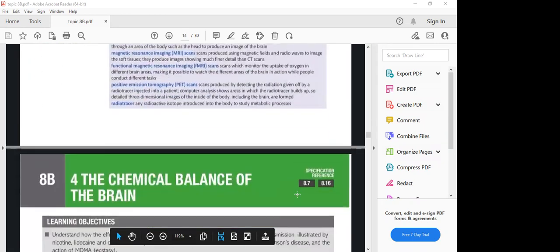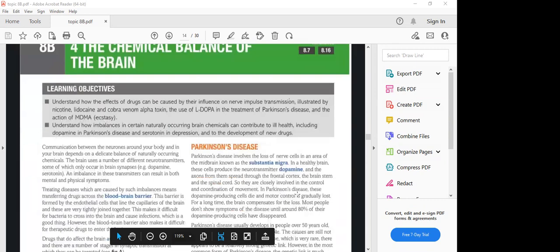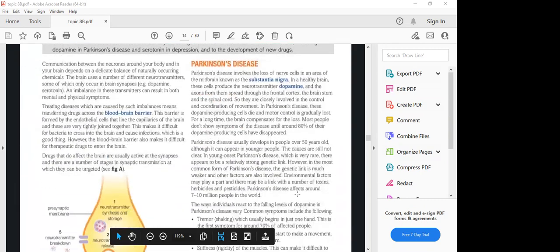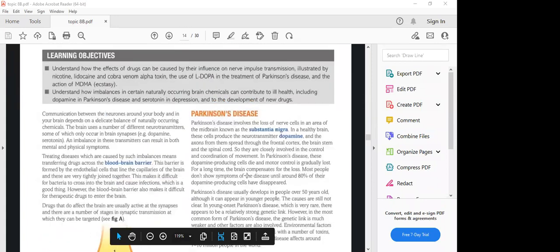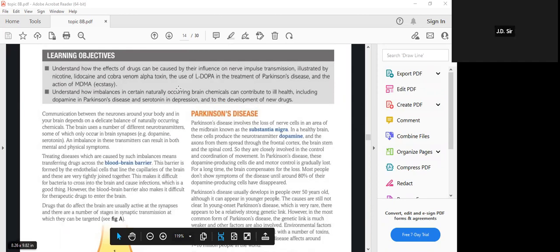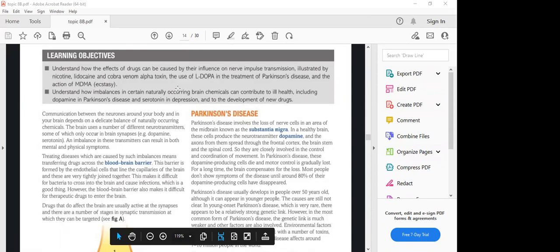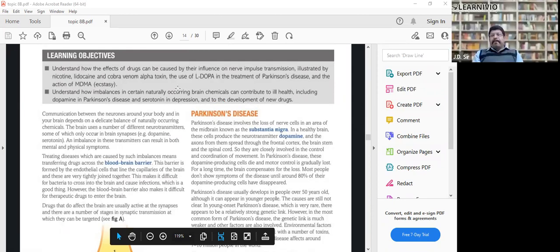Got it? So that was the PET scan. And in the next class, I will start with Parkinson's disease. Got it? Okay. So keep it till here.